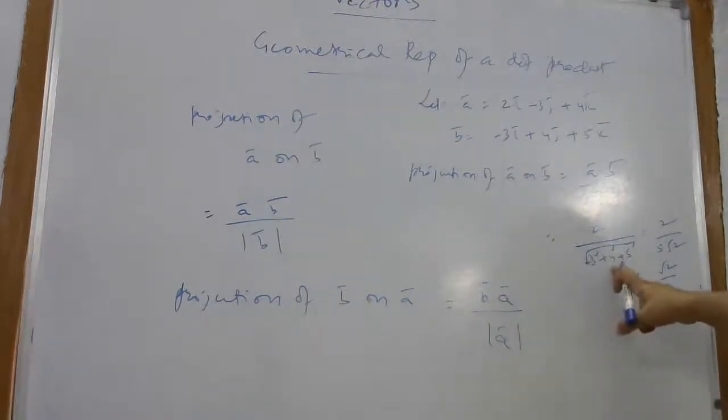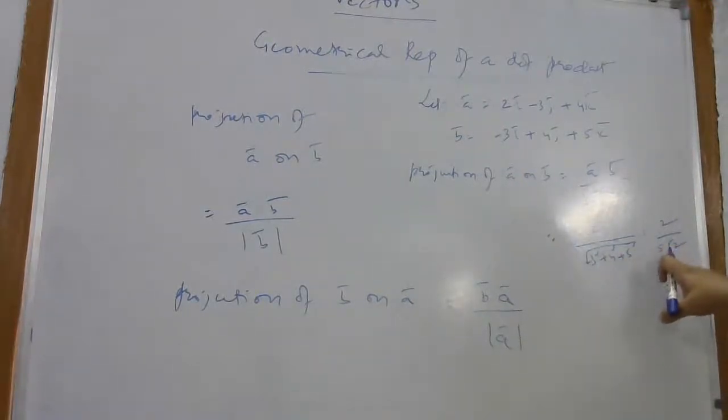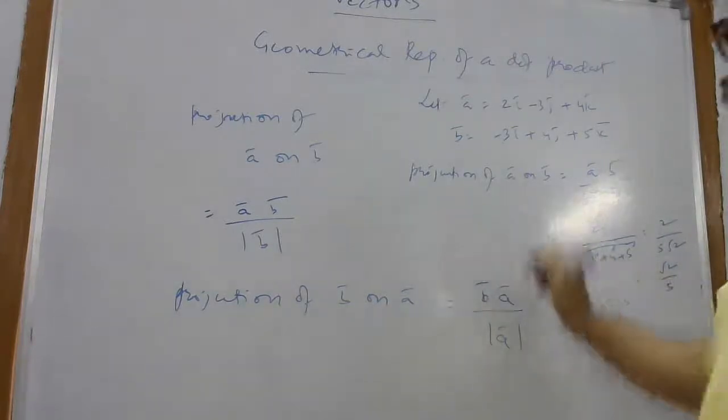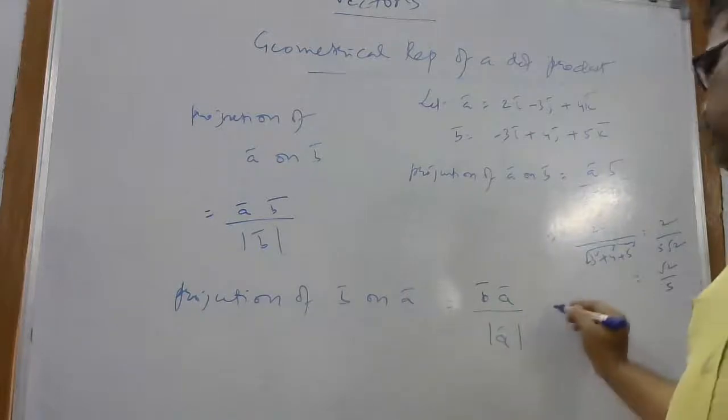Because 9 plus 16 is 25, 25 into 2, so 5 root 2. So root 2 by 5 will come. That is the projection of B bar on A bar. Now you take beta, this part: the projection of B bar on A bar.